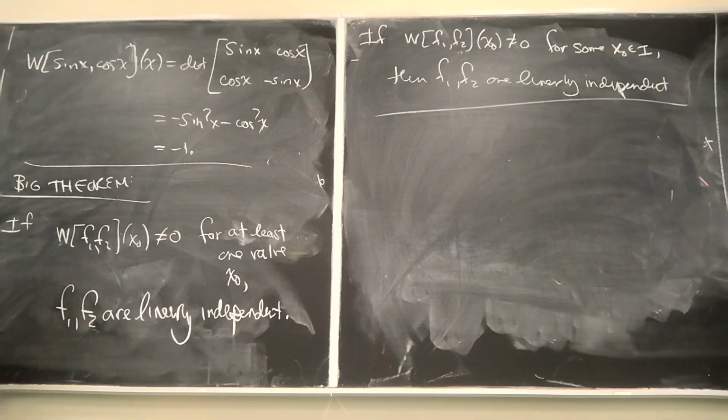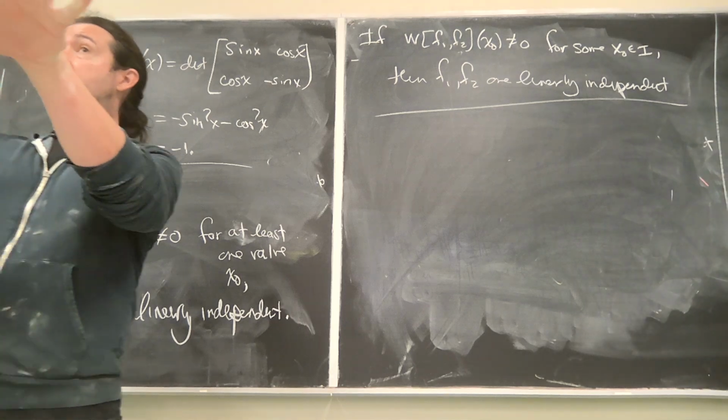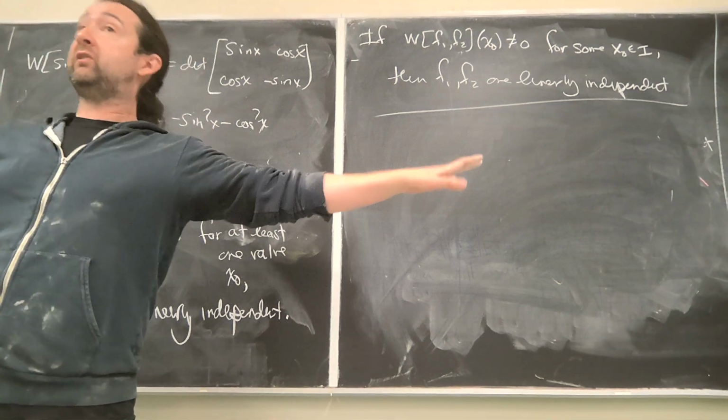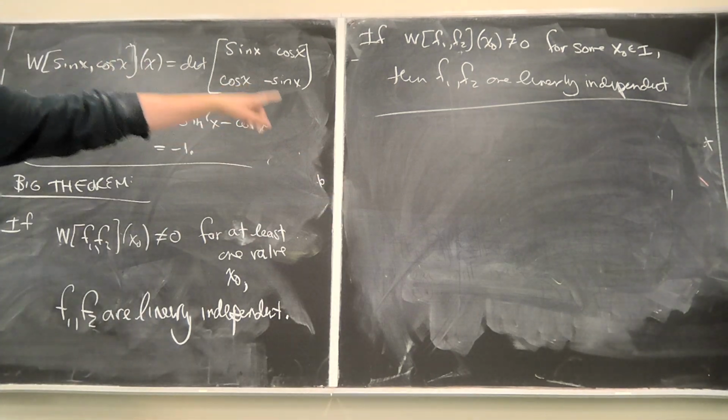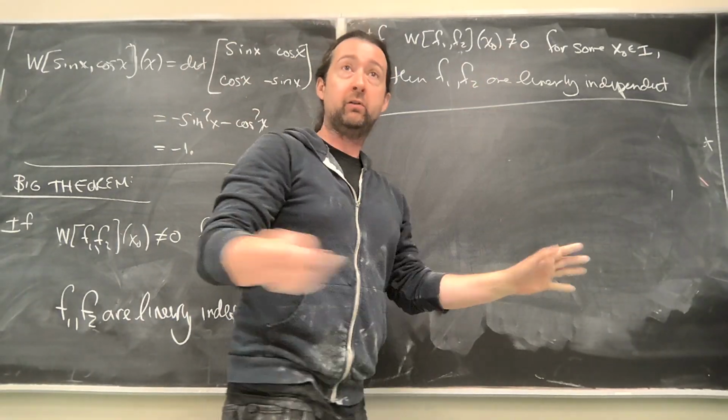What that means, yep, is that it can't equal 0 for any x. There just has to be one place where it's not 0. Remember, the original condition was I had to show that solution held for every single x, but the Wronskian lets me sort of cheat my way into it: if there's a single place where it's not equal to 0, then they're linearly independent.